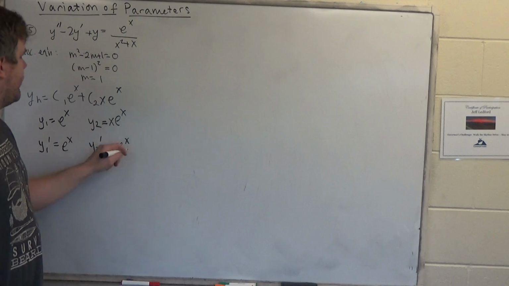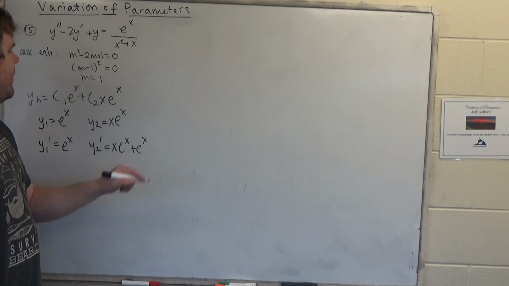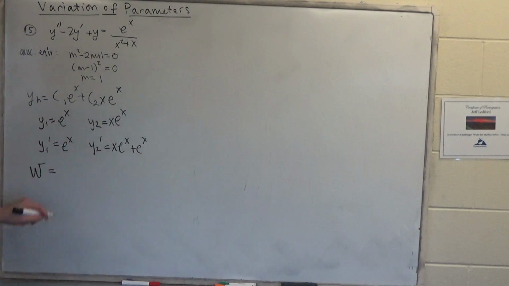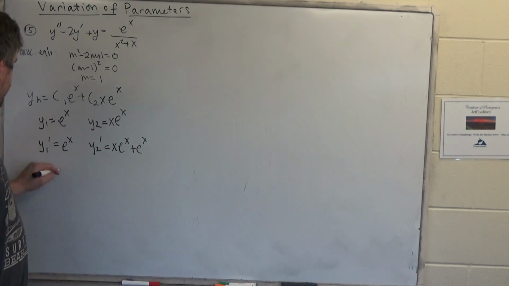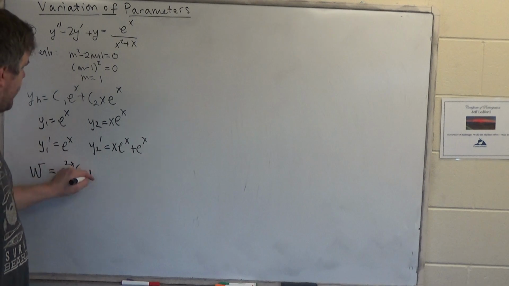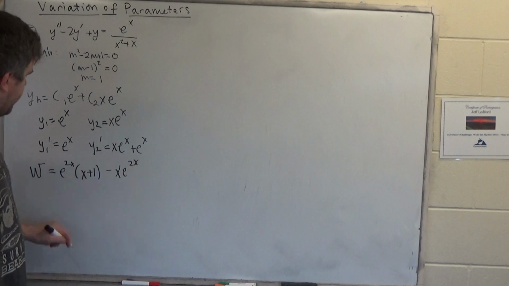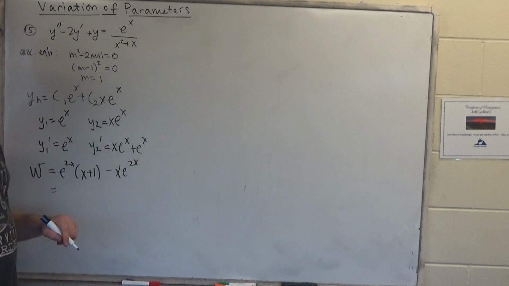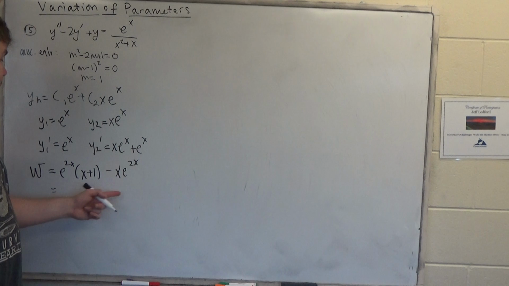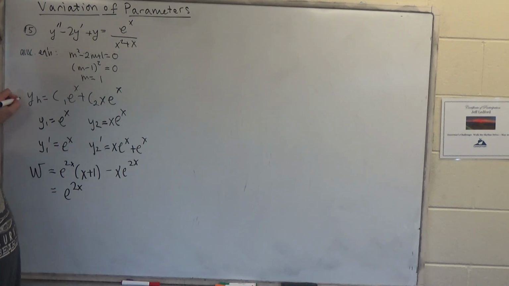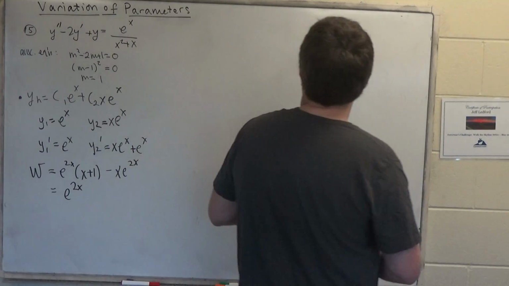Taking the derivative of y2, I use the product rule and get x e to the x plus e to the x. And so my Wronskian is given by this one times that one, which is e to the 2x times x plus 1 minus x e to the 2x. Simplifying, because I'm going to have to put it inside an integral, I'm actually just going to get e to the 2x. Go ahead and mark where the homogeneous solution is. So now we have our Wronskian, and we're ready to start our variation of parameters technique.